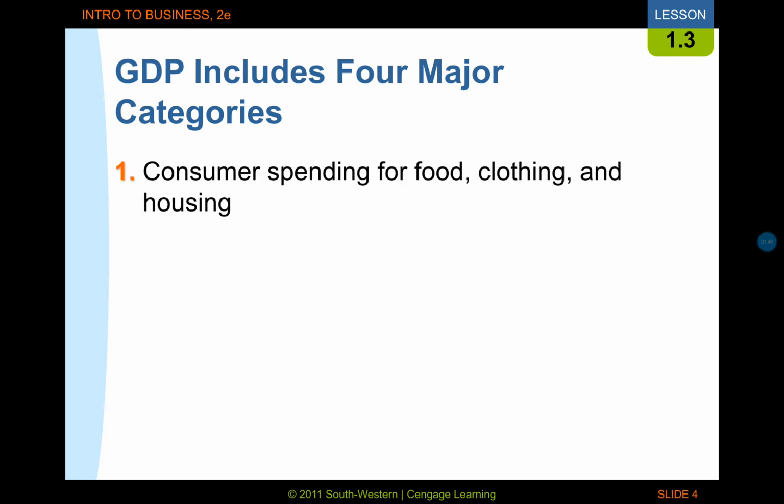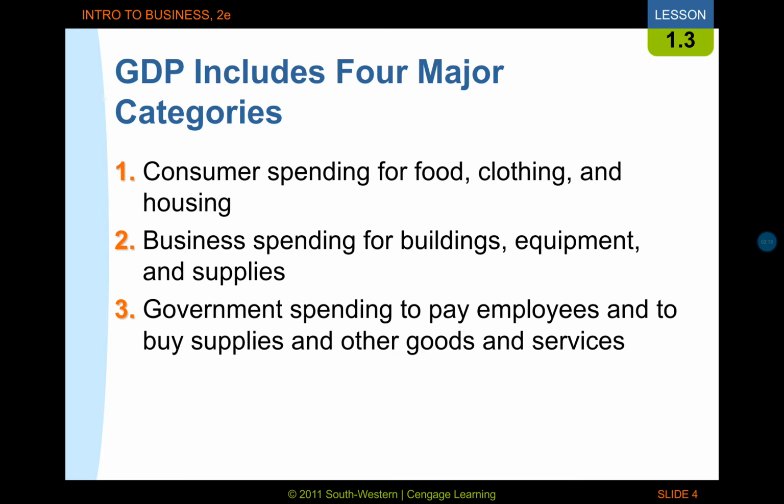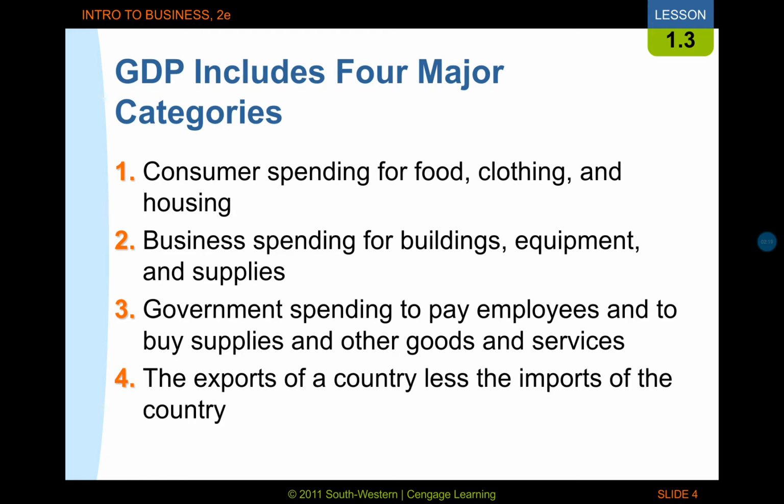So in order to calculate GDP, they look at 4 measures. So let's look at what these are. The first one is consumer spending for food, clothing, and housing. Remember, that's a year's. They also look at business spending for buildings, equipment, and supplies. Government spending to pay employees and to buy supplies and other goods and services. And lastly, they look at the exports of a country minus the imports of the country.